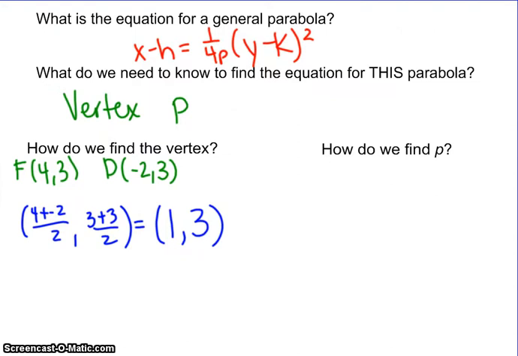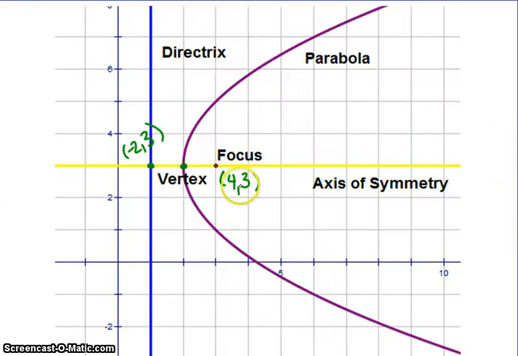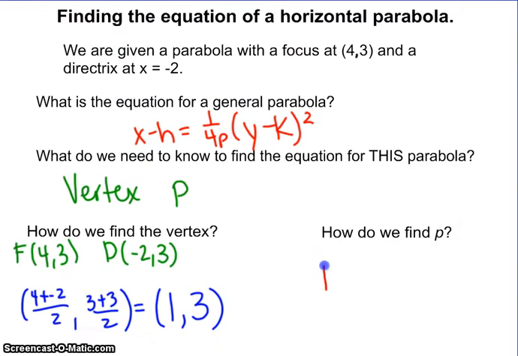Alright, so how do we find p? Remember that p is going to be the distance between the focus and the vertex right here. That is your p. Now, if we subtract the focus minus the vertex using the y values, we would end up with 0. We know the distance is not 0, so what we're going to use is the x values of the two. So p is going to be equal to 4, the x value of the focus, minus the x value of the vertex, 1. So my p value is 3.